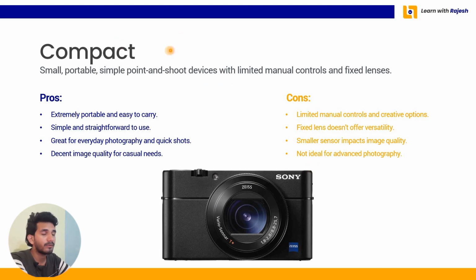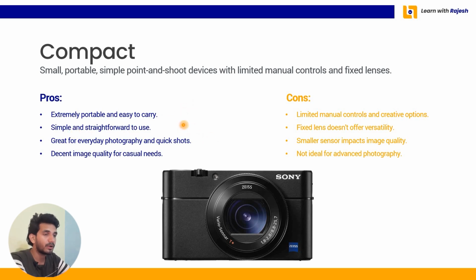So we are here for the compact camera, the small, portable, simple point and shoot device with limited manual control and a fixed lens. If you are a person who wants to carry your camera in your pocket, this is for you. This is a very compact, very small camera. If we talk about the pros, it is extremely portable and easy to carry. You can just carry it in your pocket, not a jeans pocket, but a jacket.